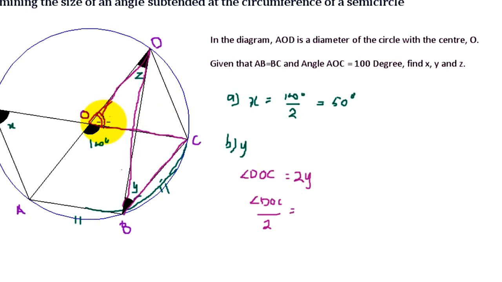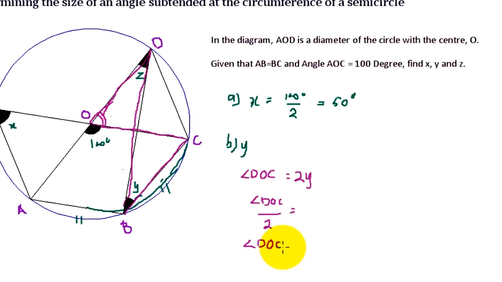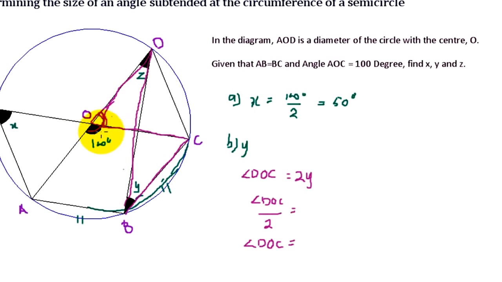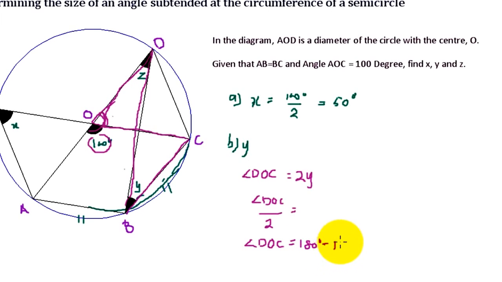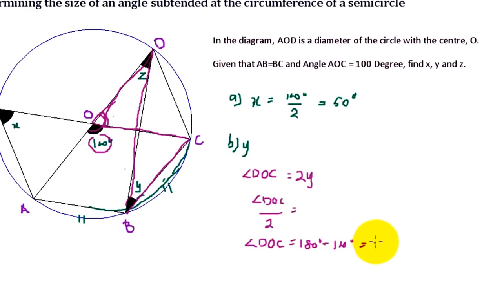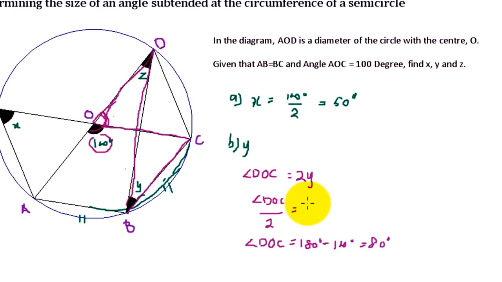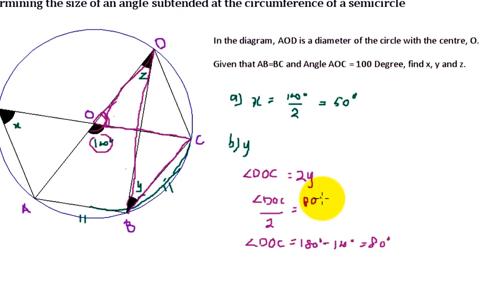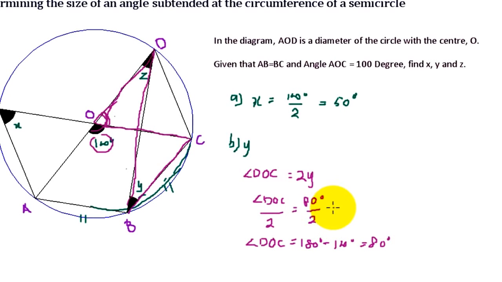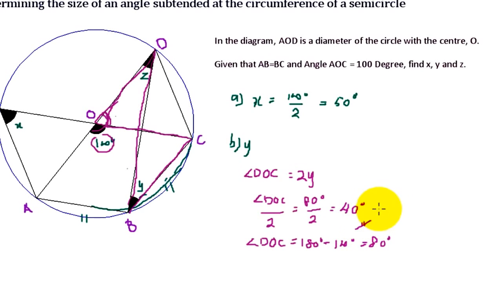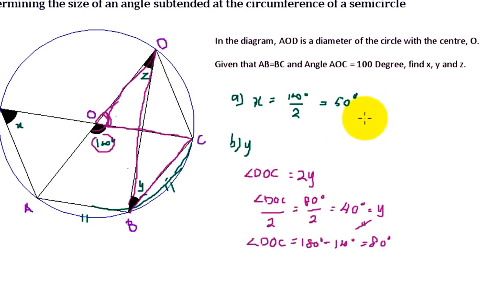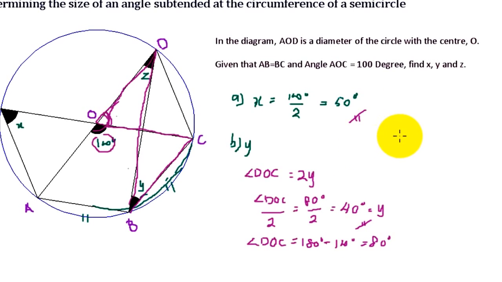So what is the angle of DOC? The angle of DOC is 180 minus 100. So 180 degrees minus 100, you get 80 degrees. Thus, 80 degrees over 2 is equal to 40 degrees. So Y is 40 degrees, X is 50 degrees.